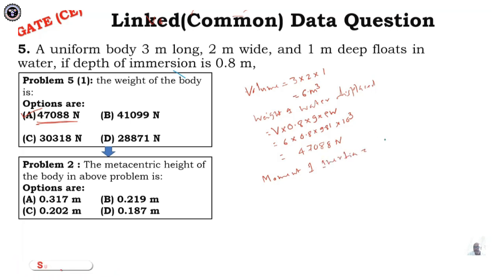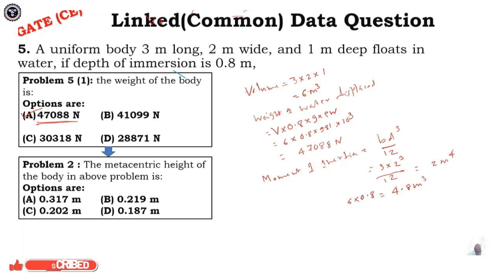That is equal to BD cube upon 12. That is 3 into 2 cube upon 12. That is 2 meter to the power 4. Then 6 point into 0.8, that is 4.8 volume displaced. So 4.8 meter cube. Okay.